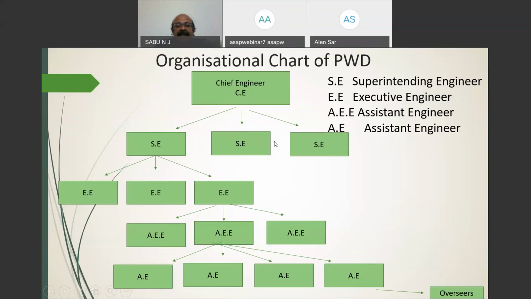That means whatever happens in the organization and whatever needs to be done, all the proper direction will be from the chief engineer. He is the administrator and he has to report to the government. He is directly responsible to the government through the concerned secretary to the finance minister, and finally that will be related to the government.